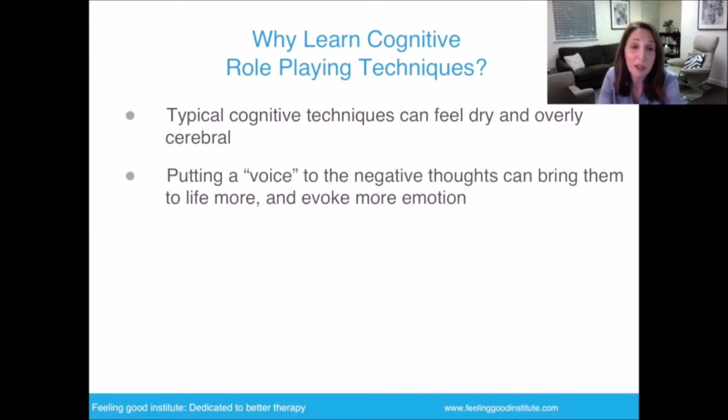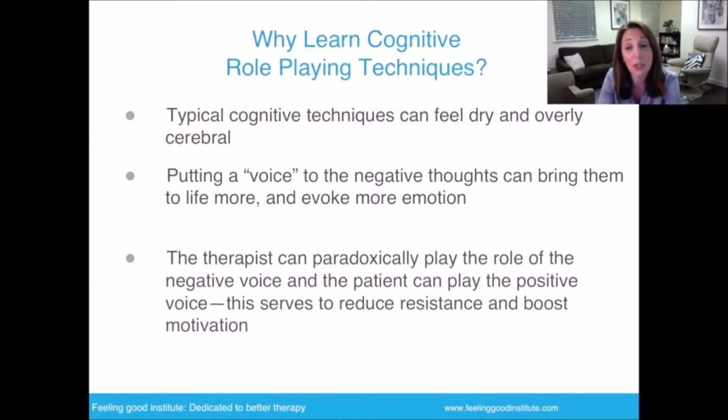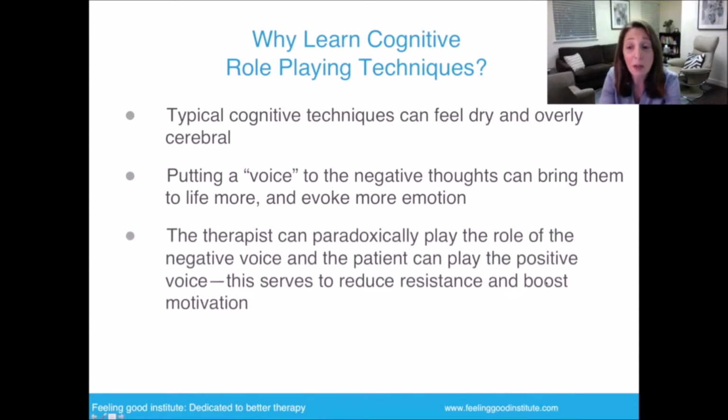On the other hand, putting a voice to the negative thoughts using role playing can really bring those negative thoughts to life and help to evoke more emotion, so these techniques don't feel quite so dry. The other thing is that when we do role-playing techniques, the therapist paradoxically will play the role of the negative voice and have the patient play the role of the positive voice.